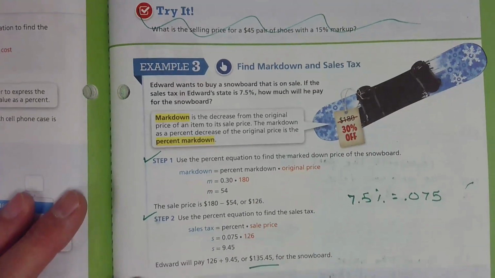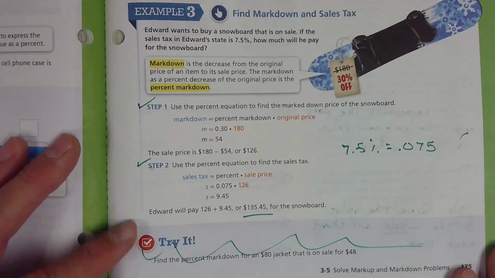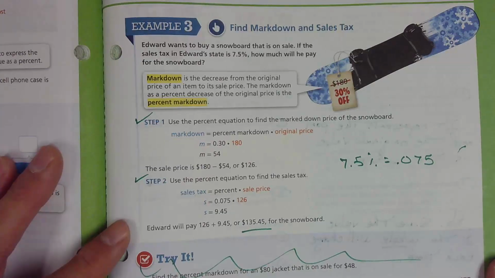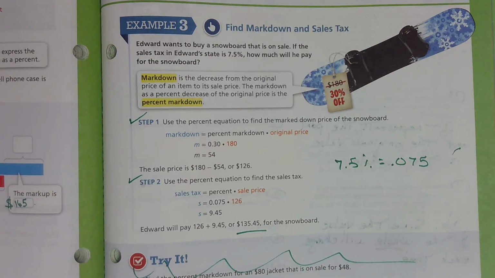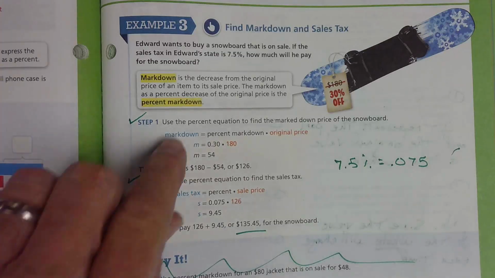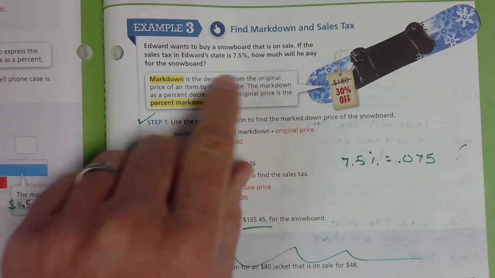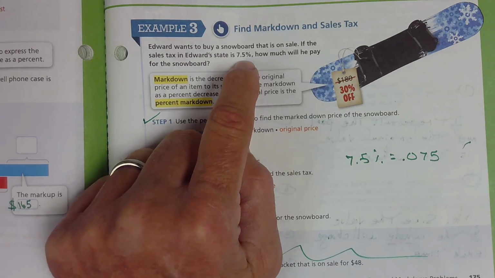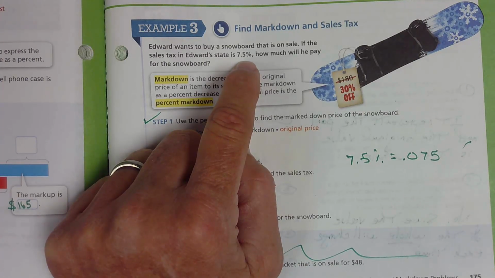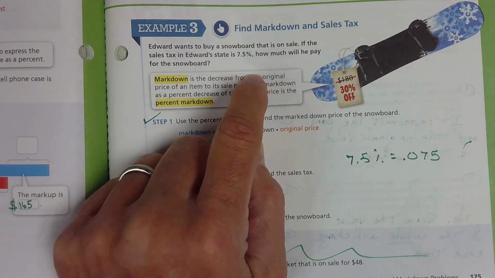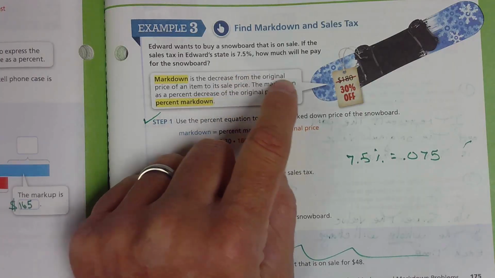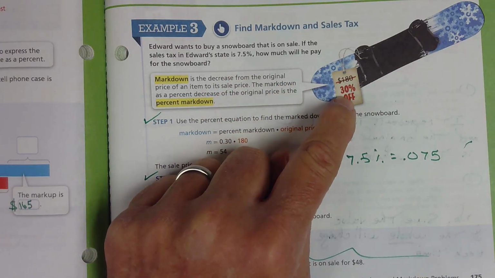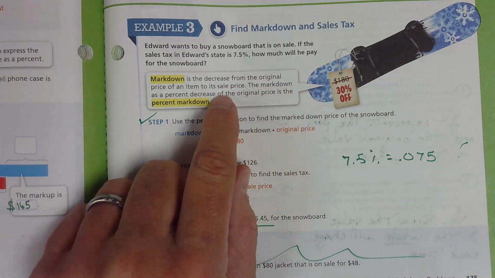Example 3. Edward wants to buy a snowboard that's on sale, and if the sales tax in Edward's state is 7.5%, how much will he pay for the snowboard? So the tax is going to be on top of whatever it's being sold for. So the first step looks like it's on sale. It's 30% off of 180, so that's kind of nice.